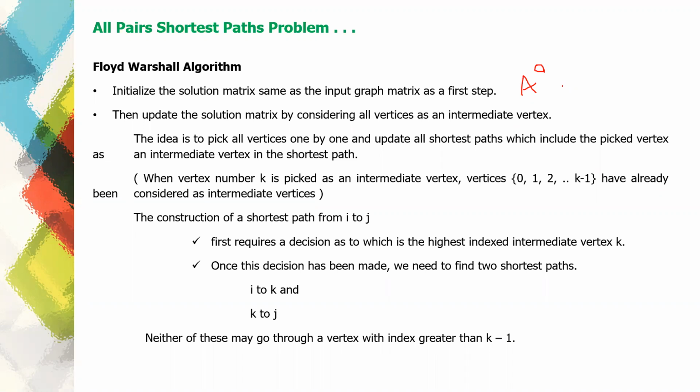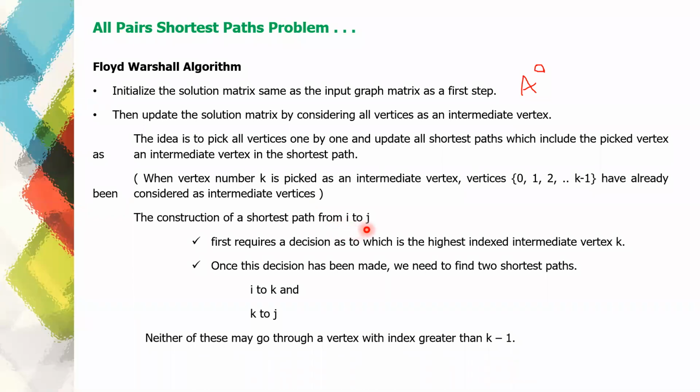So how many such matrices are you going to build? That depends upon how many vertices there are in the graph. If there are 3 vertices in the graph, then you are going to build A1, A2, and A3. If there are n vertices, then you are going to build A1, A2, and so on up to An. And in each step, when you are building A1, when you are building A2, you are going to follow this process.